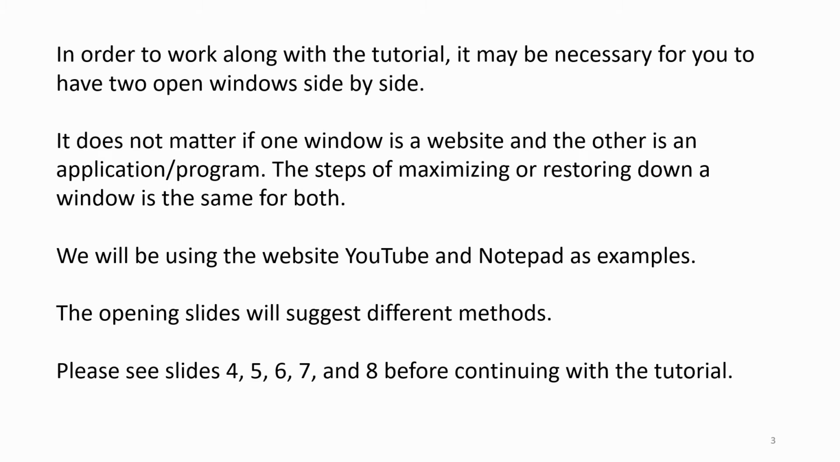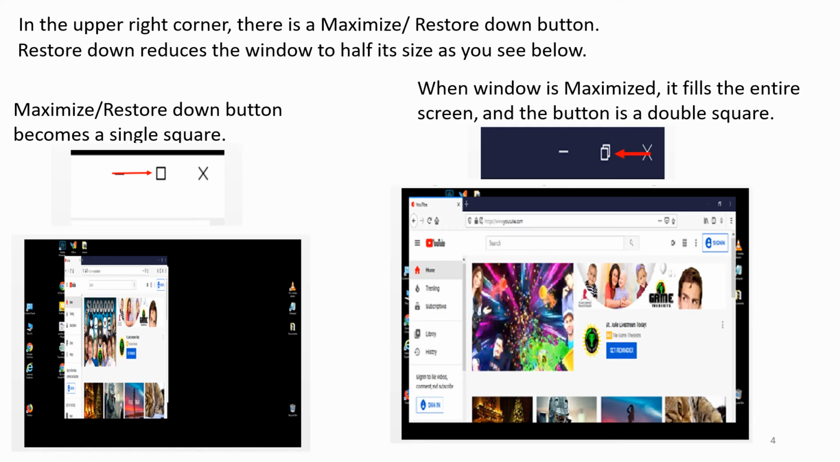The opening slides will suggest different methods. Please see slides 4, 5, 6, 7, and 8 before continuing with the tutorial. In the upper right corner, there is a Maximize/Restore Down button. Restore Down reduces the window to half its size, as you see below. The Maximize or Restore Down button becomes a single square. When the window is maximized, it fills the entire screen and the button is a double square.